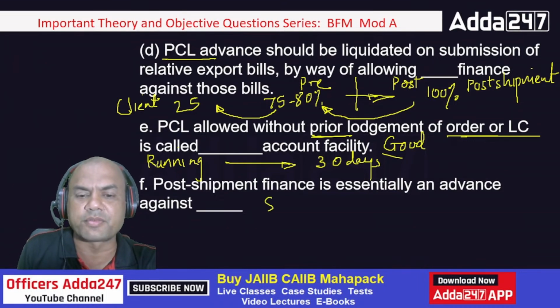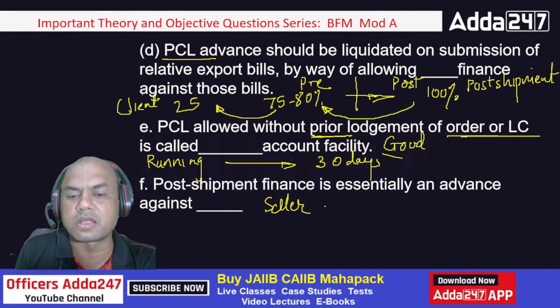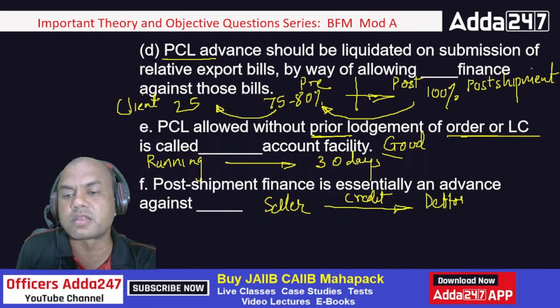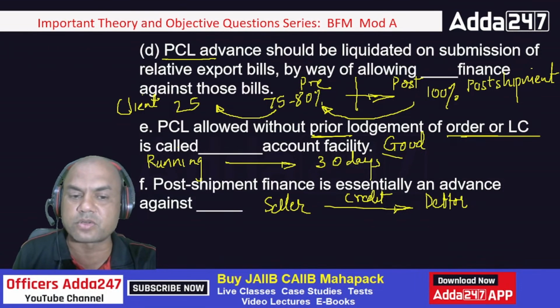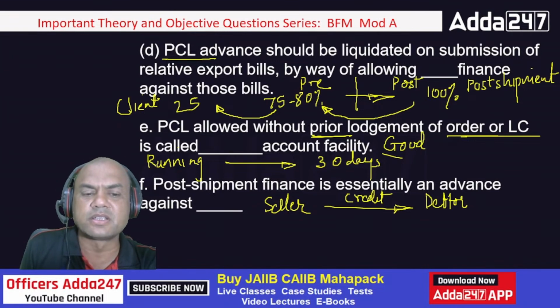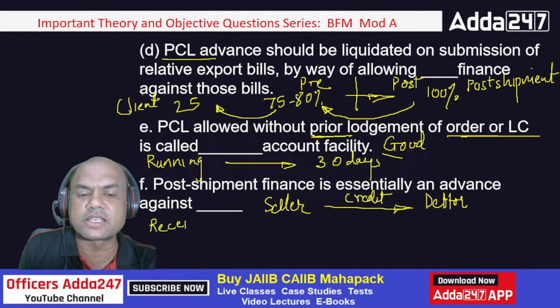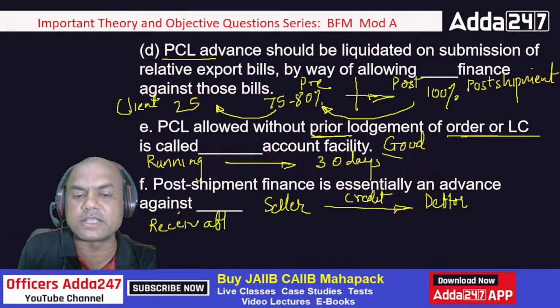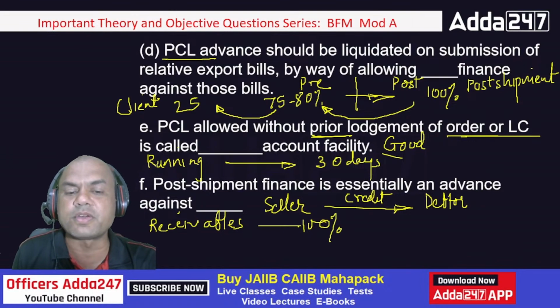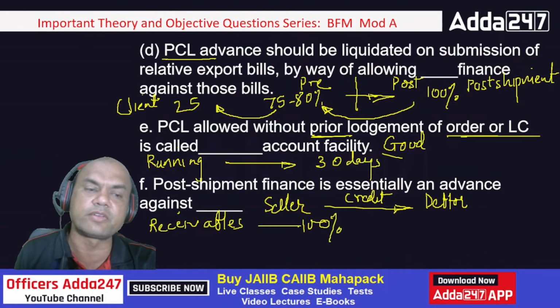See here, I am the seller. I have sold it on credit, right? So if I have sold it on credit, this guy becomes my debtor, the buyer or the importer in that country. So this debtor financing is what is called post shipment finance. So that is the advance against what? This is basically receivables. Debtor means receivables. It means I'll be financing the receivables. That's why these receivables are financed at 100%, complete 100%. Okay. So post shipment finance is always given against receivables and given for 100%.